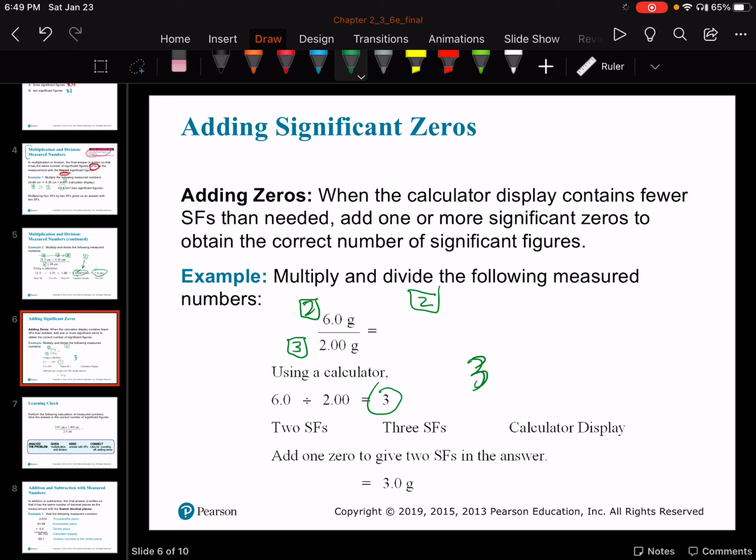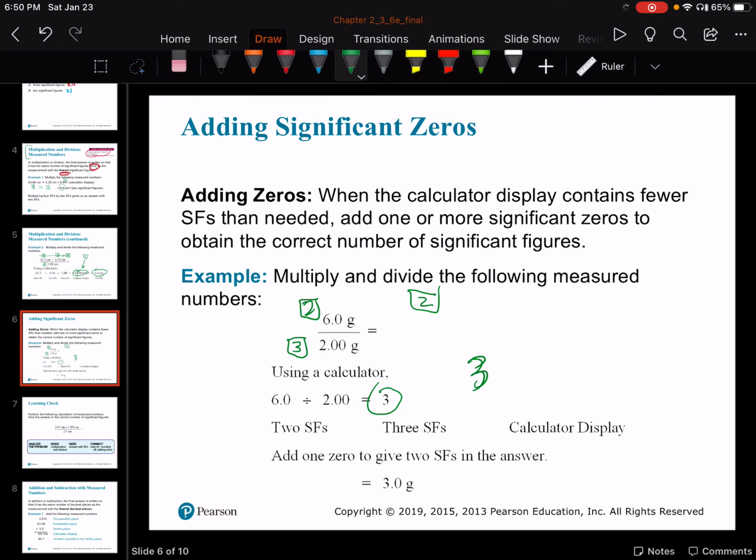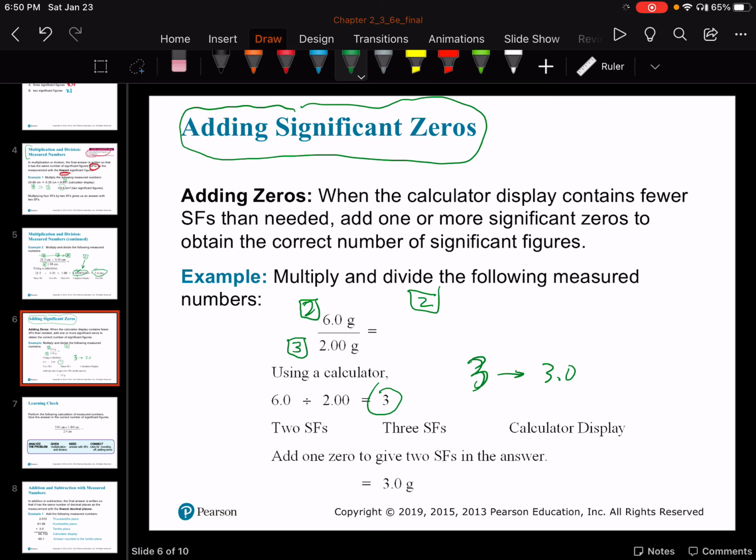If we say 3, we need to convert that to 2 sig figs. It's going to be 3.0. So we add significant zeros if your calculator doesn't show it, right?